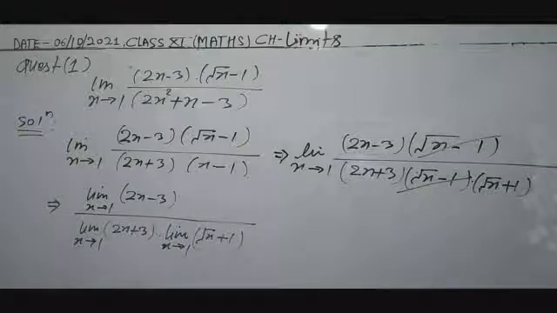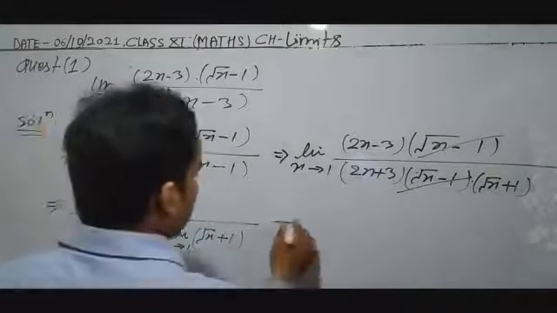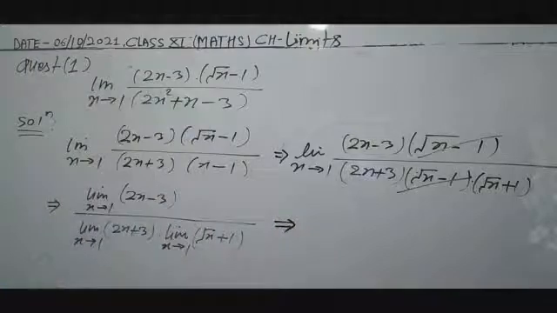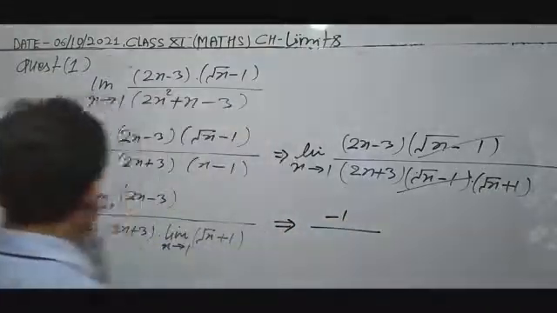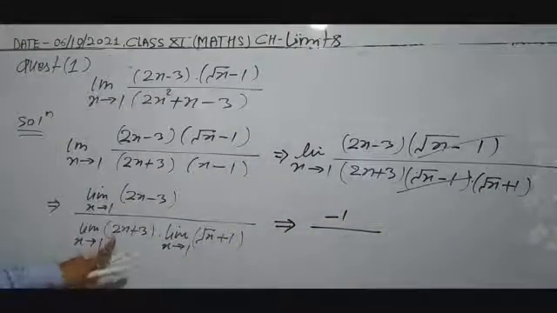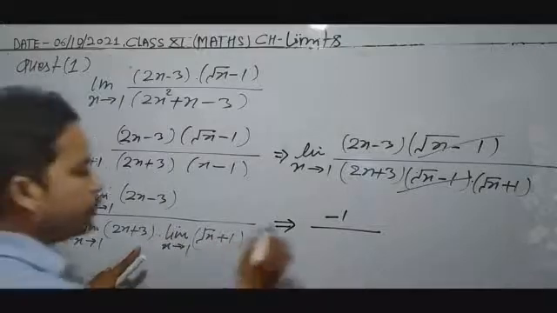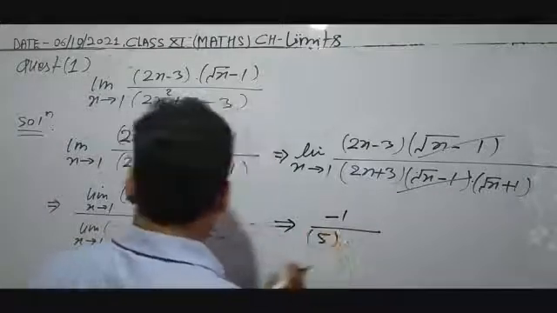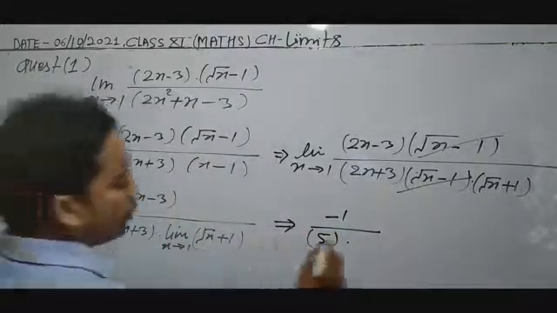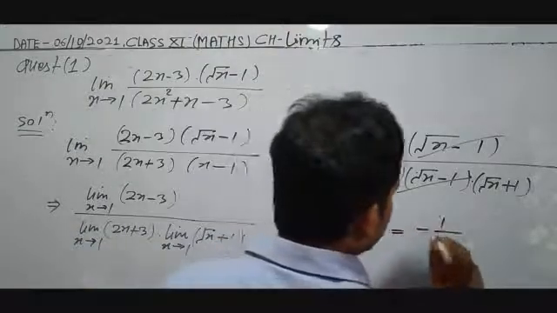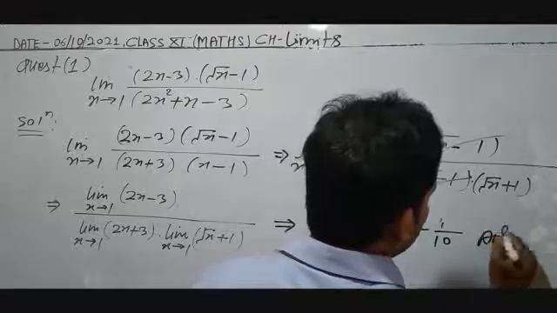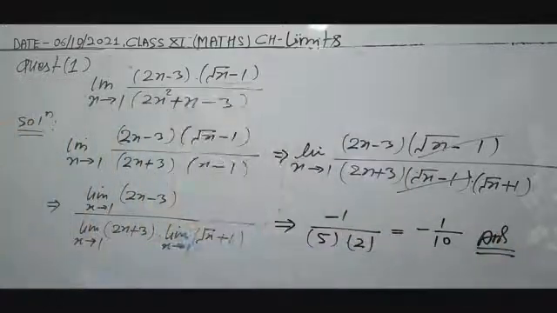Now what will be its result? When you put the limit x tends to 1, 2 into 1 minus 3, result will be minus 1. So minus 1 whole upon, 2 ones are 2 plus 3, result is 5. Now this is 1 plus 1, 2, so the result you will get is minus 1 upon 10. Minus 1 upon 10 is the answer. See, this question is completed.